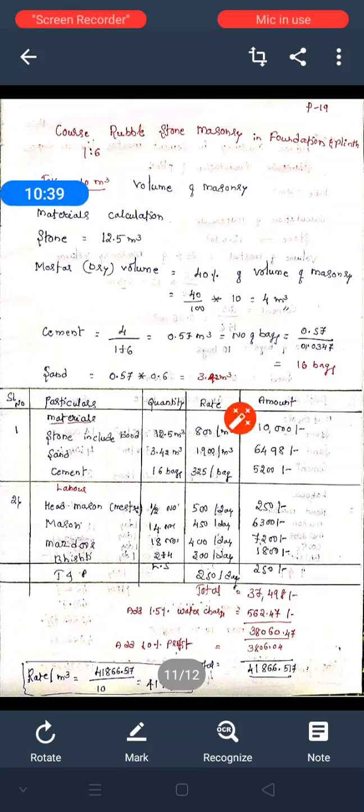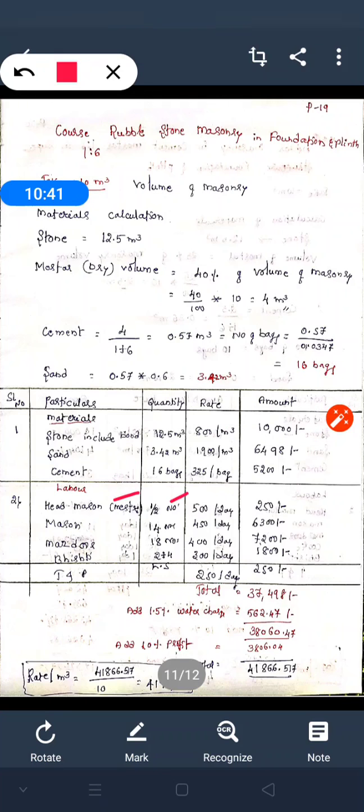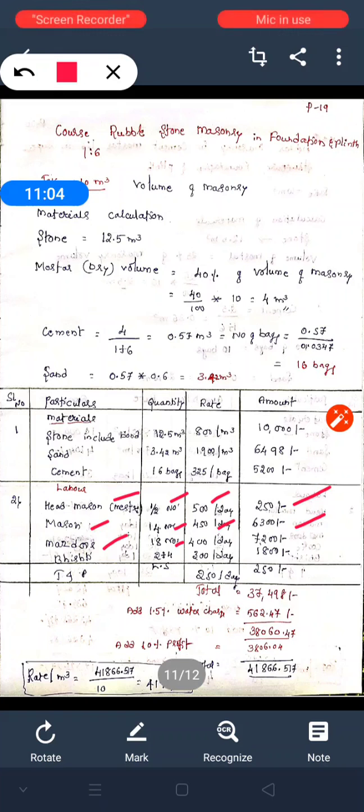In that, the admission or masonry is around 0.5, and you may get around 500 rupees per day. Then the total amount for 10 meter cube is around 250 rupees. And mason, that is 40 numbers, and per day you may get around 450 rupees. For 10 meter cube, the total amount will be 6300. Mazdoor is 80 numbers here, and the rate will be around 400 per day. After multiplying 18 into 400, you may get around 7200.